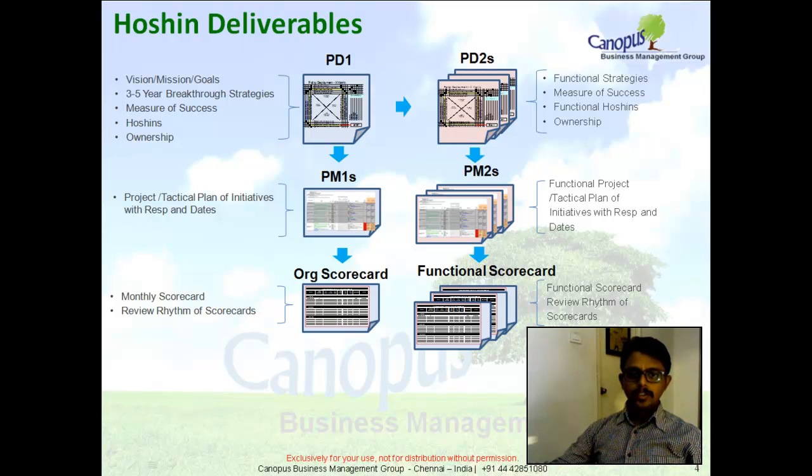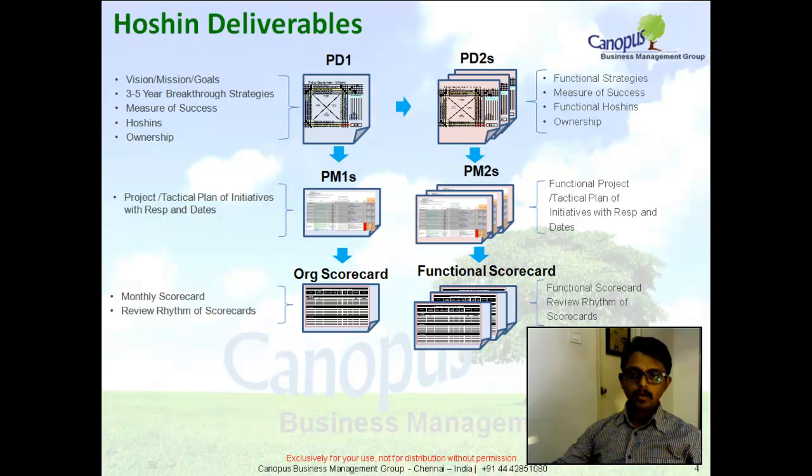The PD1 is something like an X matrix. This one-page strategic plan contains the vision, goal, and mission of the organization. It also has the breakthrough strategies. It talks about the measure of success for the goals. Hoshins are nothing but strategic initiatives, so it talks about what are the strategic initiatives or projects and the ownership. Who owns these strategic initiatives? That's what gets covered in PD1.